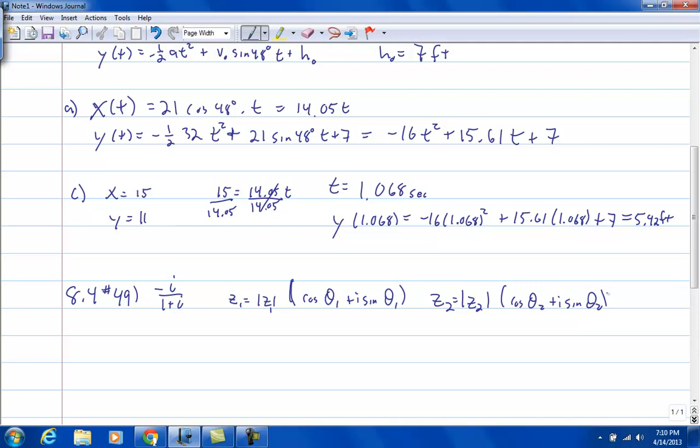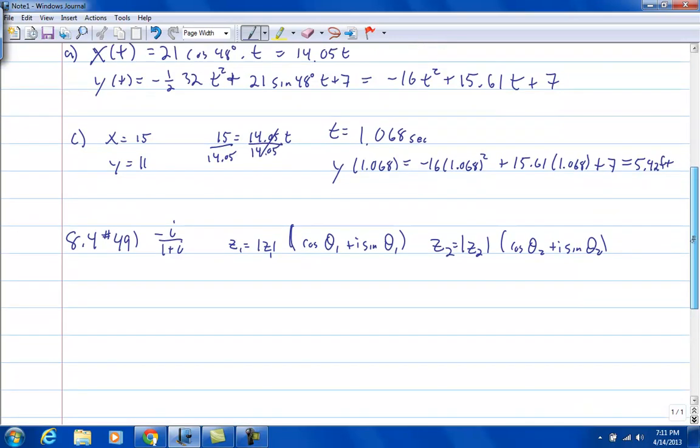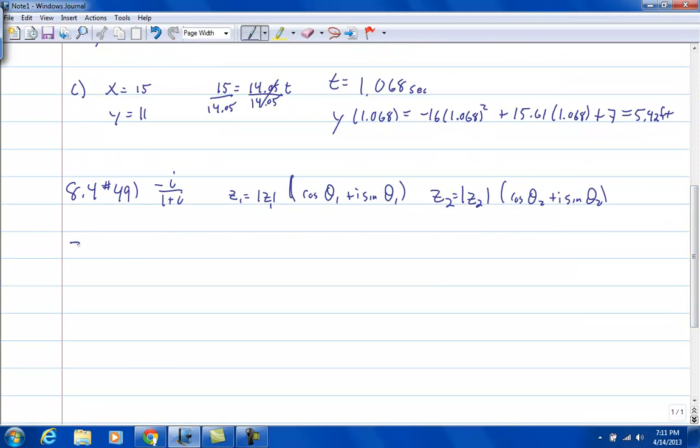So the question is, now this says trigonometric and standard form. Okay, so this puts it in trigonometric form. Okay, so for z1, which is negative i, if you were to graph that, where is that? That's just down here.